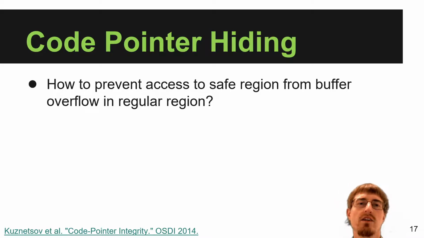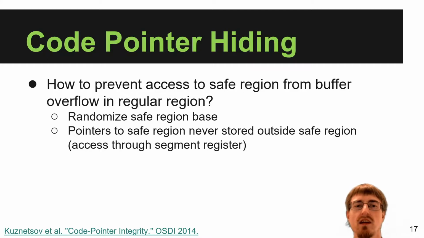So this is all very nice, but now what happens if we have a buffer overflow in the regular region and we use this to access the safe region? This way, obviously, we can bypass all those strict memory defenses. So there must be some way that we're preventing this. And indeed, there is. We randomize the base of the safe region to make sure that the attacker cannot know where the safe region actually is. And then do consider that any pointer to anything in the safe region is sensitive. All of them are stored within the safe region and never outside, which means that we cannot leak this information.